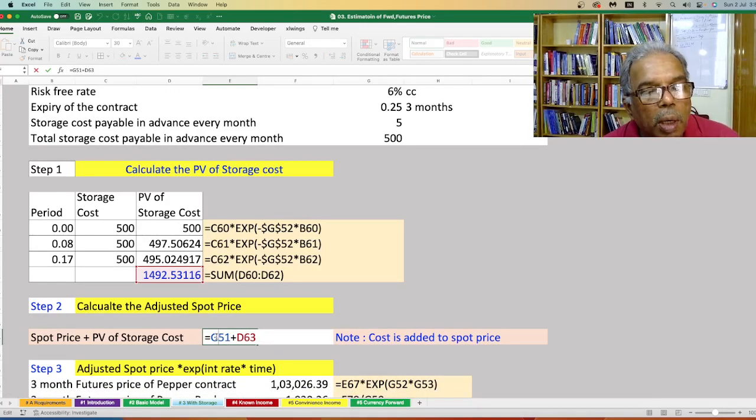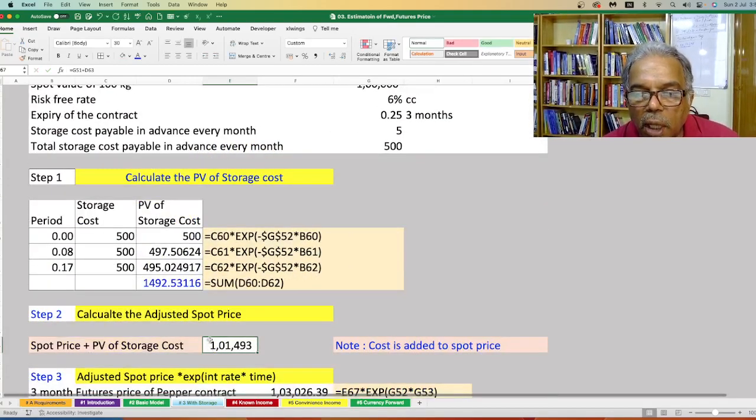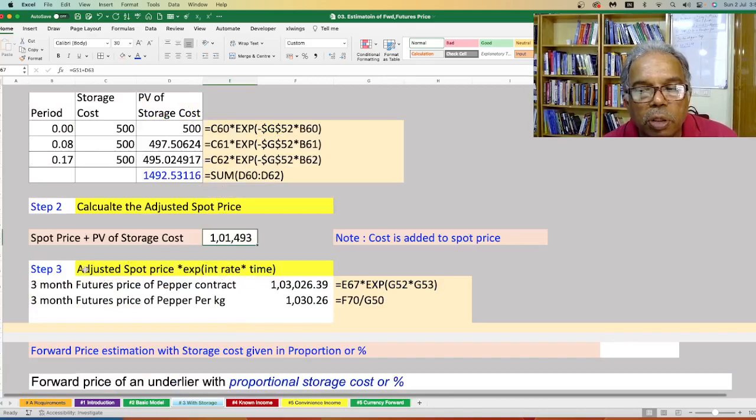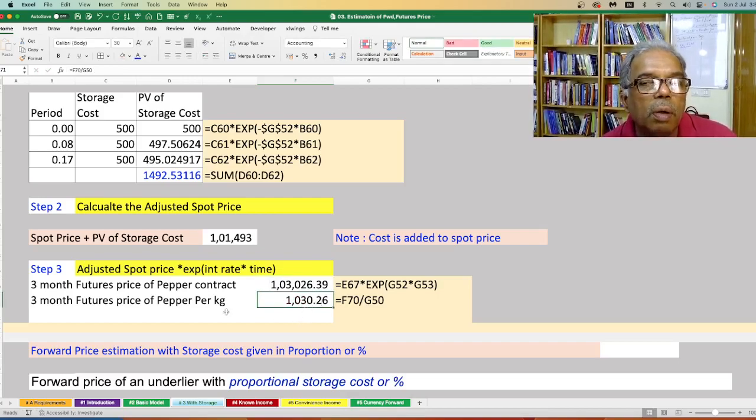Again, adjusted spot price is nothing but the spot value, which is 100,000, added with the present value of the storage cost, which is nothing but 1492.53. So now the third step is to calculate the 3 month futures price, which is nothing but adjusted spot price into exponential the risk free rate into the time of the contract, 3 by 12. Divided by 100, it will give you the futures price per kilo for the 3 months, which is nothing but 1030.26. So the idea behind is spot price plus present value of storage cost into exponential RT.